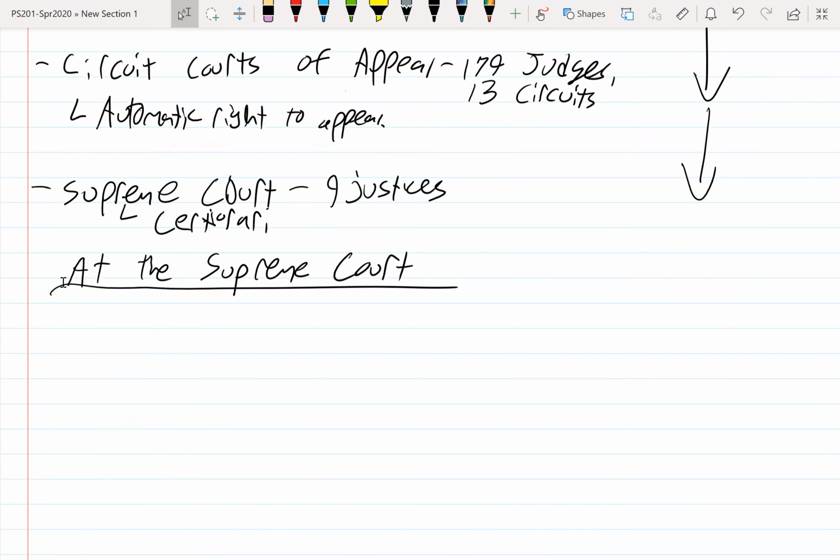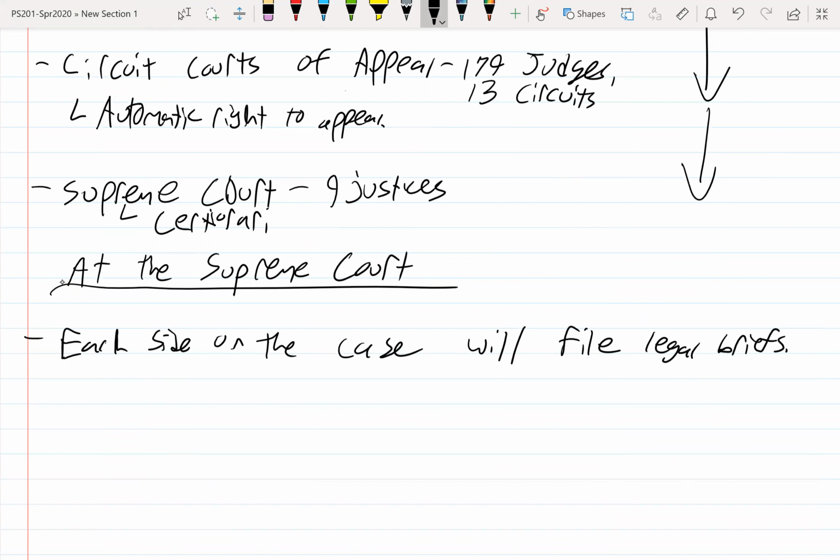The first step that each side is going to take, so both the defendant and the plaintiff in the case, each side on the case, they will file what are known as legal briefs. And this isn't a point we'll talk about too much, just because this isn't a class on law or court proceedings, but a legal brief is just a written document that each side will file saying, here's why my side should win. Here are what the legal arguments are. Here are what the facts are. Here's what the evidence is for why my side is right and the other side is wrong.